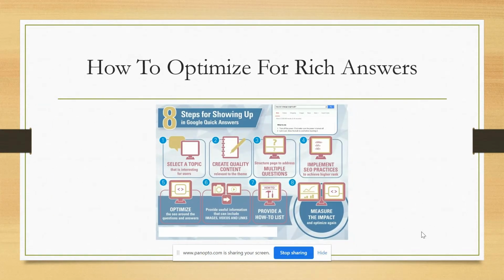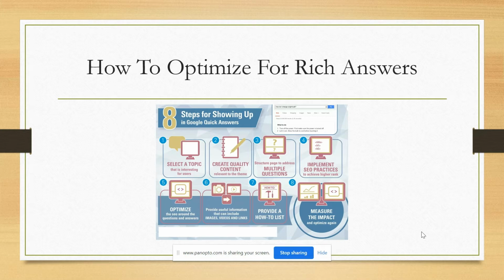Now we'll discuss how to optimize for rich answers. Okay, so let's discuss the factors step by step. Okay, first thing is you have to select a topic that is interesting for users. Then you have to create quality content which is relevant to the theme. Then you have to structure page to address multiple questions. Then you have to implement SEO practices to achieve high rank. Then you have to optimize. Okay, how will you optimize?